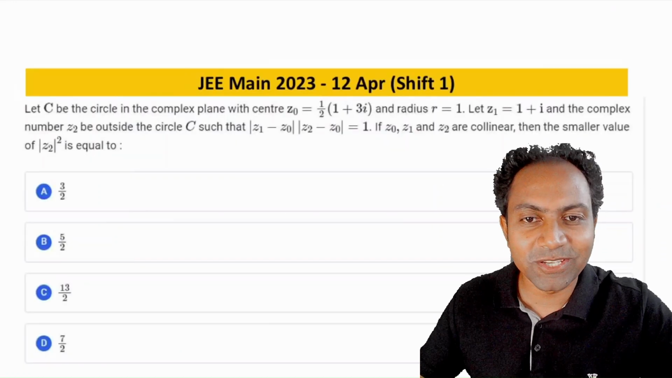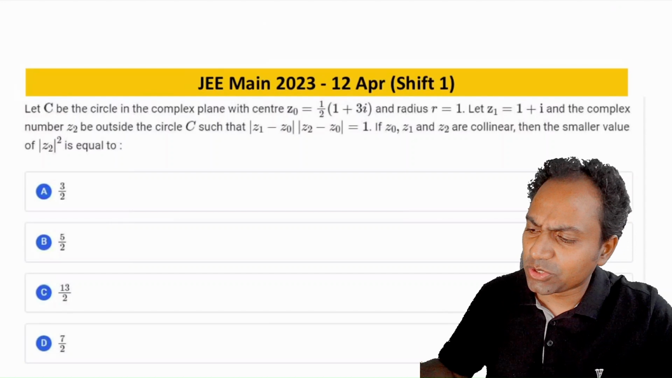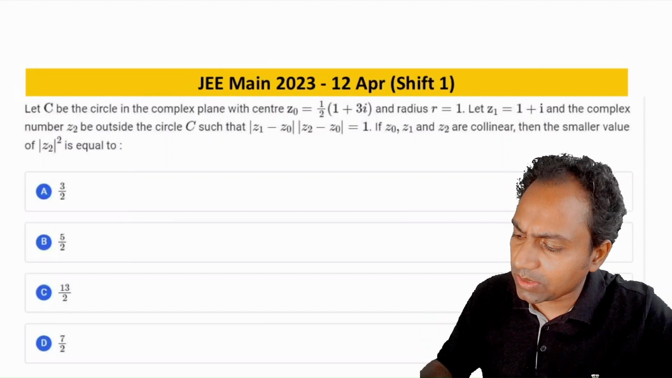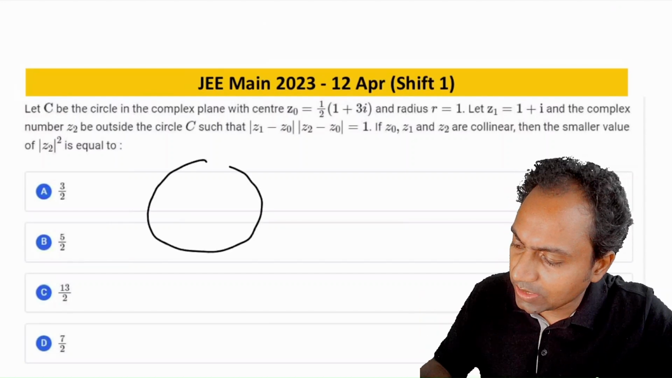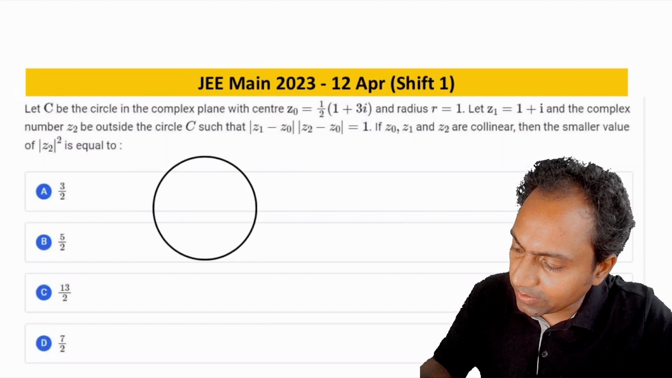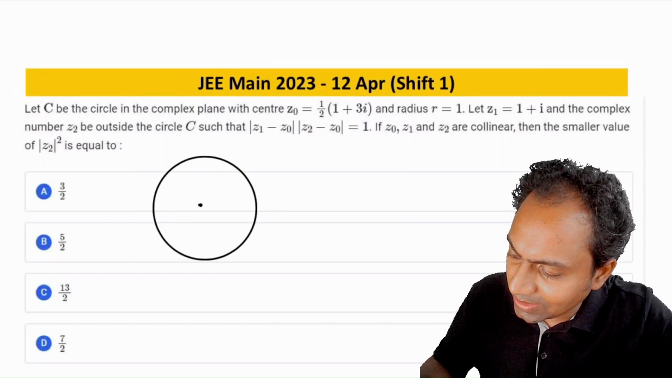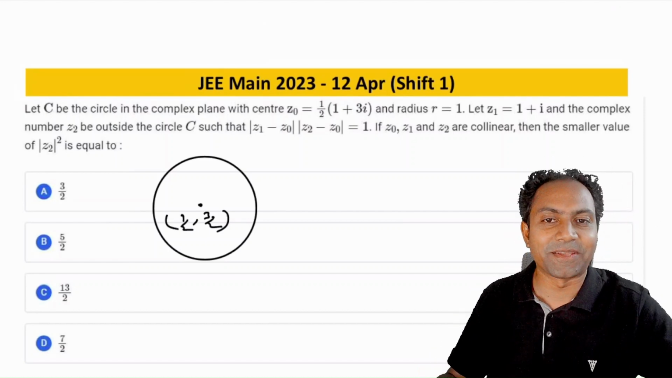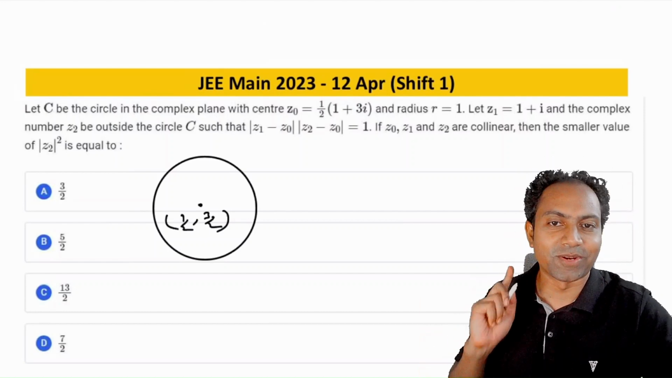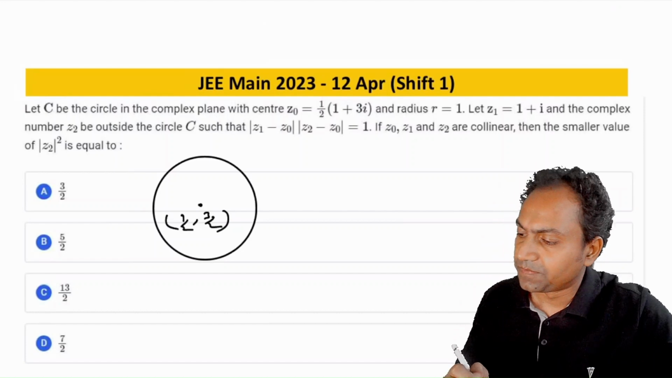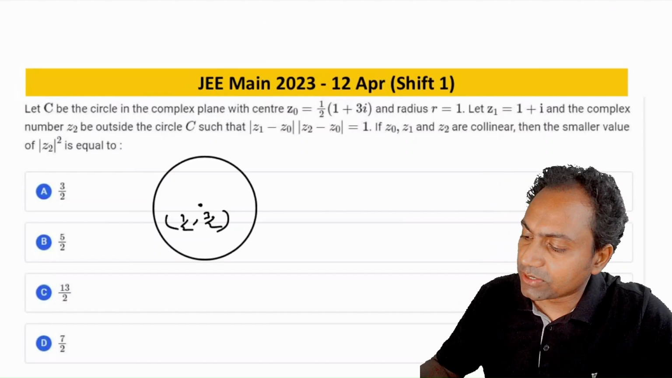Now let us look into this next question of 2023. The question is quite simple. It talks about a circle whose center is given as 1 by 2 comma 3 by 2. So you can see that I am converting this question into a question of coordinate geometry in real time, and that is the technique of solving such kinds of geometrical questions. Now what they're saying is that the radius of this circle is equal to 1.